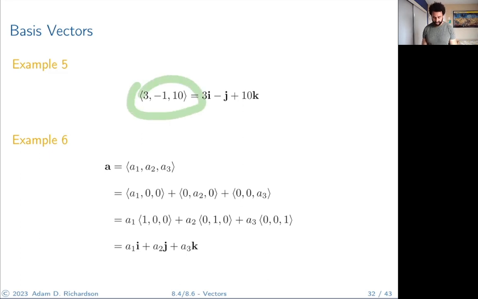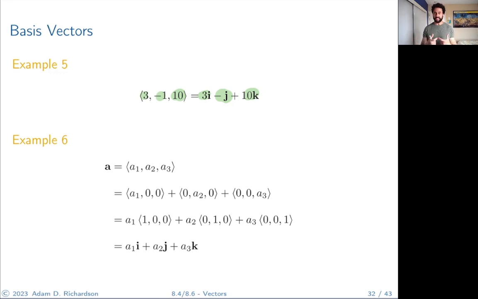It's the same thing. Because remember, think about it this way. What does this say? This vector says to travel 3 units in the positive direction along the x-axis. Then it says to go backward 1 unit along the y-axis. Then it says to travel 10 units in the positive direction along the z-axis. So you can decompose vectors into linear combinations of these basis vectors. That's the big idea, and you're going to see that a lot in linear algebra.